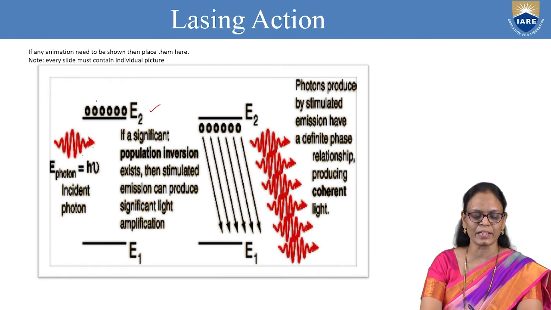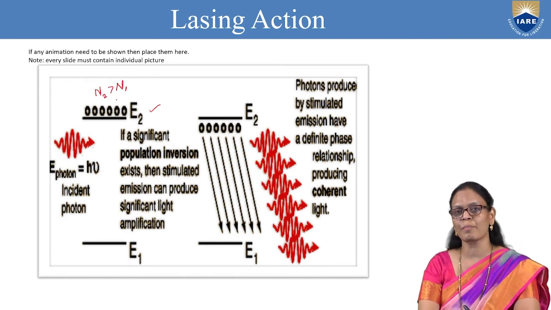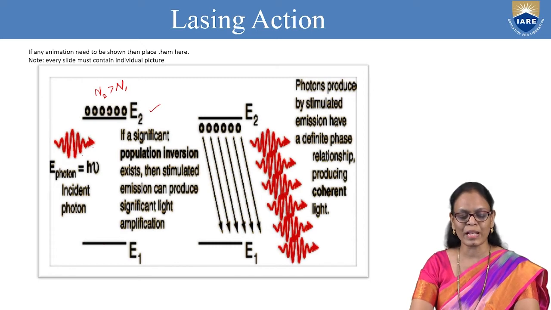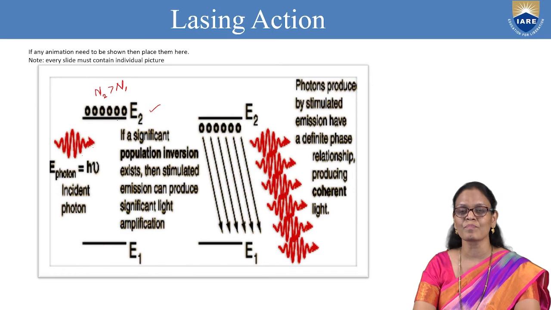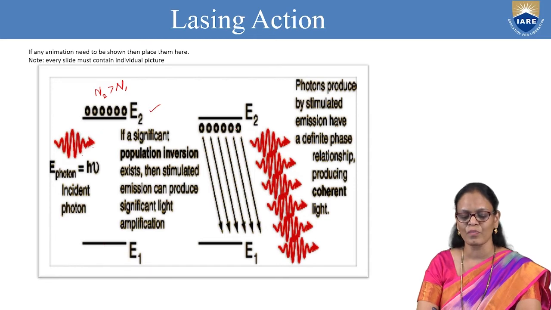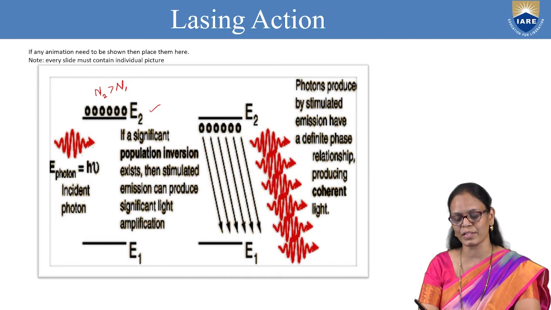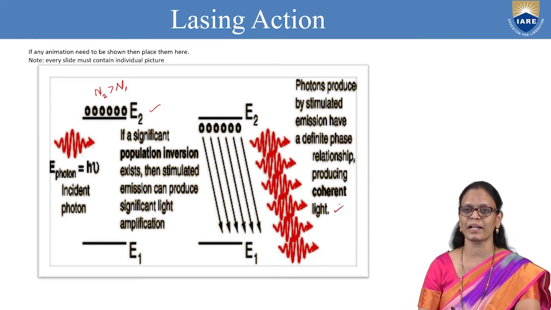Now you can see that the number of atoms in the excited state is more than the number of atoms in the ground state. Means this is the condition where population inversion has occurred. So when there is population inversion, with the help of an external stimulus, we can get them to transition to the ground state and we get laser. So photons produced by stimulated emission will have a definite phase relationship which gives rise to coherent light.